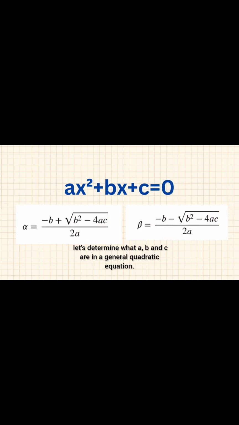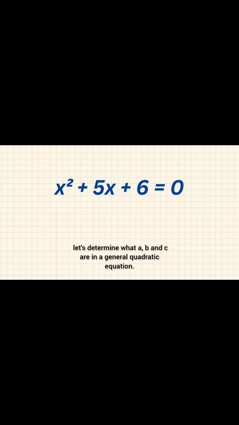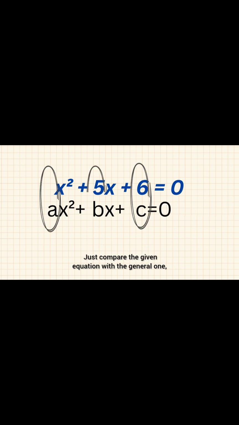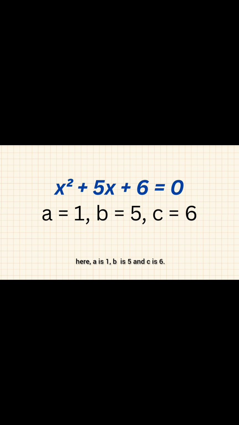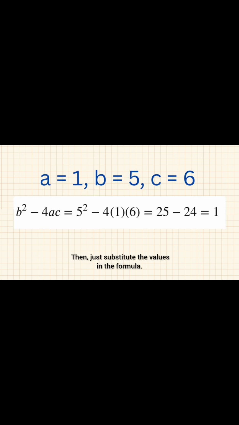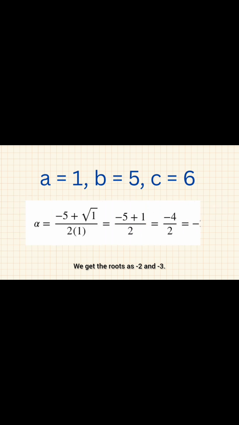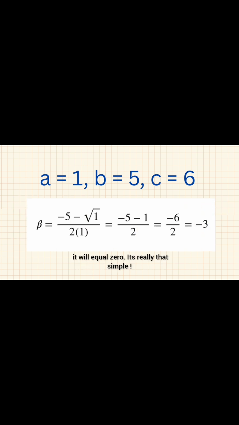Let's determine what a, b and c are in a general quadratic equation. Just compare the given equation with the general one. Here, a is 1, b is 5 and c is 6. Then, just substitute the values in the formula. We get the roots as -2 and -3. If these values are substituted in the equation, it will equal 0.